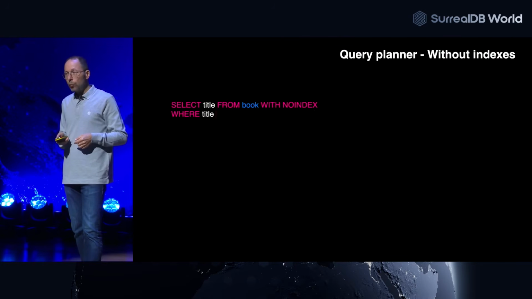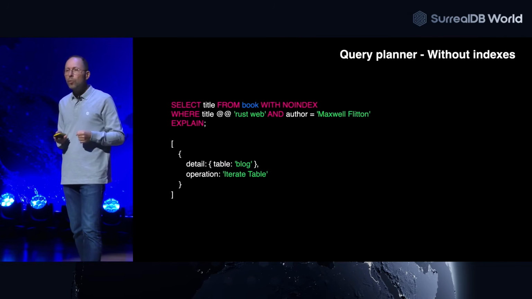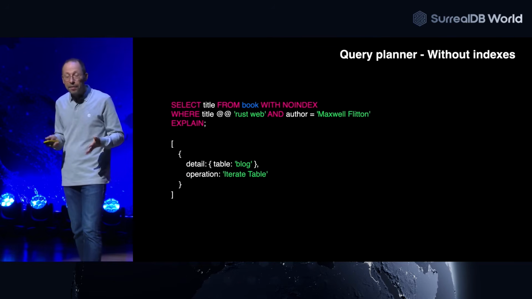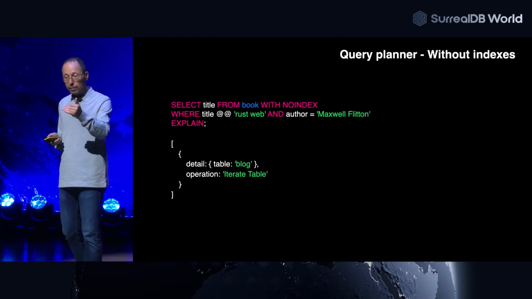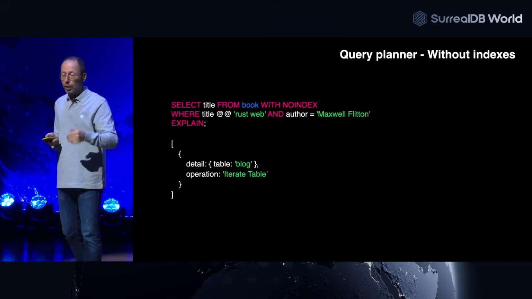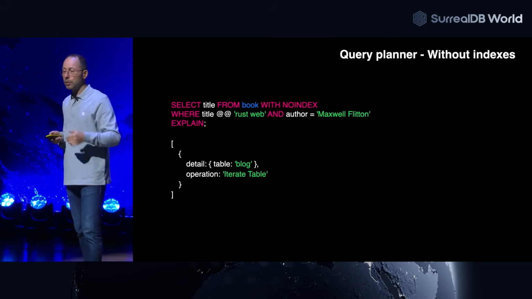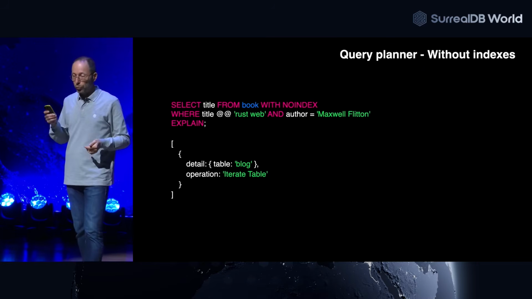Sometimes you also don't want to use the query planner at all, and don't want the index, for many reasons. So you can say, no, please don't use an index. I know what I'm doing, and don't use it. You put WITH NOINDEX, you have the EXPLAIN, and you know that the table iterator is being used and not your index. You're in control.